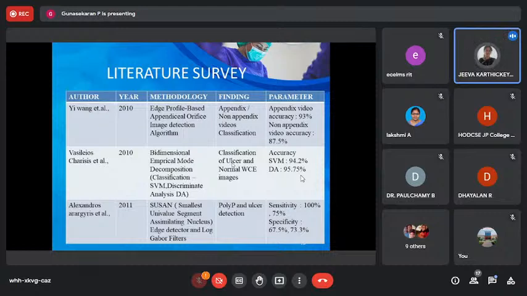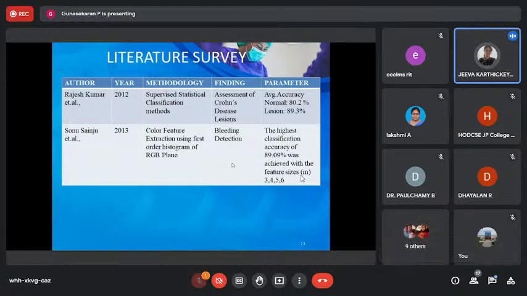Another one is the edge detector and Laplacian of Gaussian filters method. It is used for polyp detection and ulcer detection. All these techniques are evaluated using parameters such as accuracy, sensitivity, and error parameters like MSE, PSNR, or structural similarity values. The next methodology is the supervised statistical classification method. It is used for assessment of Crohn's disease and lesions.